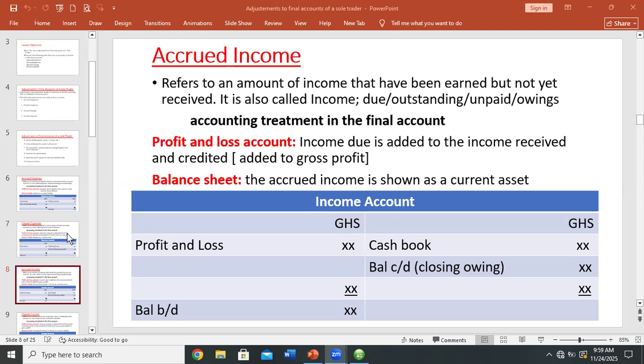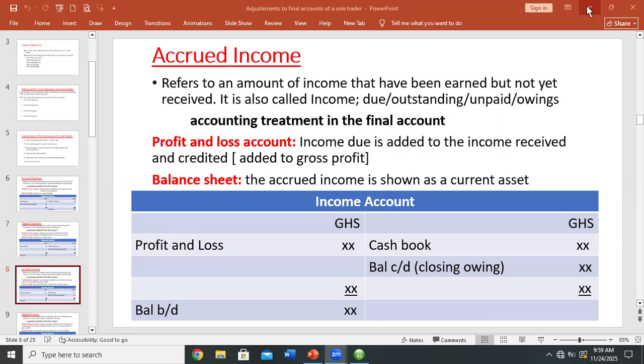Yes, continue with the accounting treatment. Okay, accounting treatment. In the profit and loss account, income due is added to the income received and credited, that is, added to gross profit. For the balance sheet, the accrued income is shown as a current asset. Okay, thank you very much.